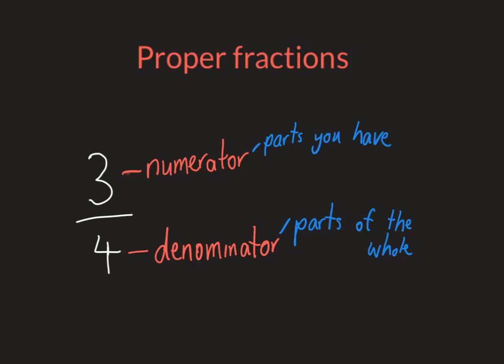Okay, the numerator, the top one, is smaller than the bottom one. Now let's go over again what they mean. So the numerator is the top one, and let's start with the denominator. The denominator is the bottom one, and the denominator means how many parts there are altogether.